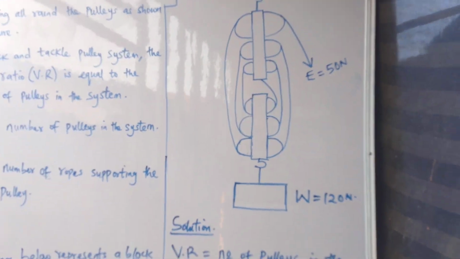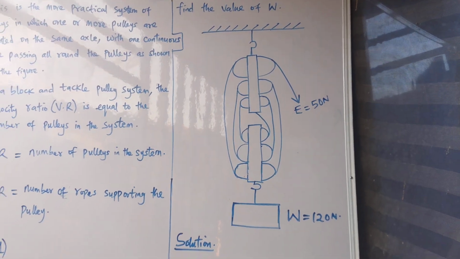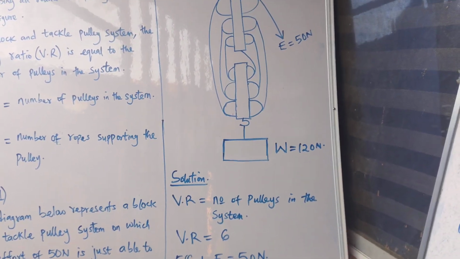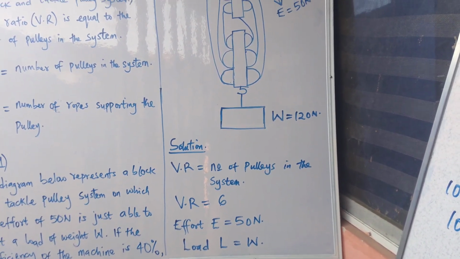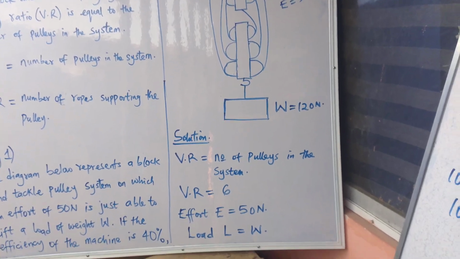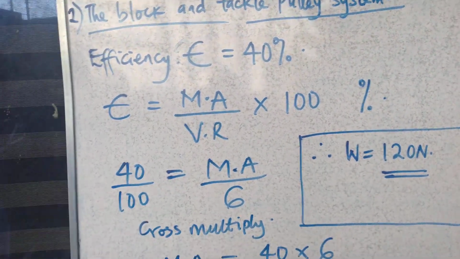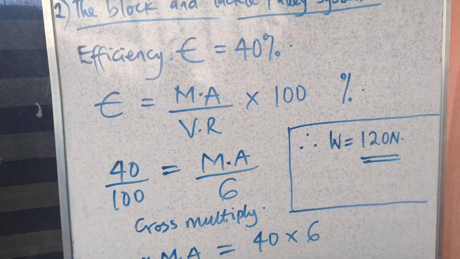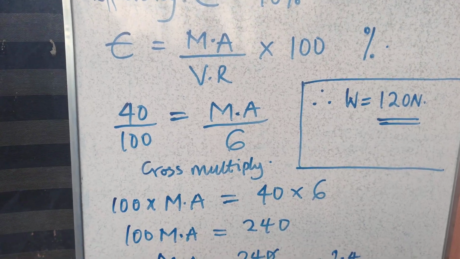We also saw that the velocity ratio of that pulley system is 6, which is the number of pulleys in the system. The effort applied is 50 Newton. The load is W, which was unknown initially. So we solved, indicating the efficiency as 40%, using the formula for efficiency of a machine: mechanical advantage over velocity ratio times 100.